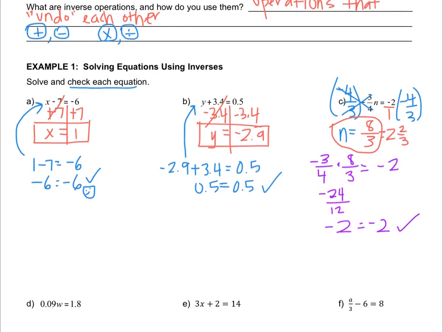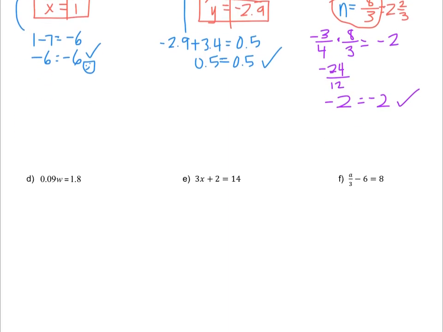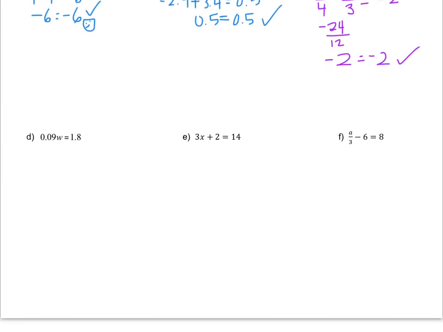All right, so last one-step equation would be letter D. And we have a number right next to a variable. And anytime you have anything next to a variable, no matter what it really is, it represents multiplication. So this is multiplication. So I'm going to do the inverse, which would be dividing. So I'm going to divide by 0.09 on both sides. And again, I have absolutely no idea what that is.